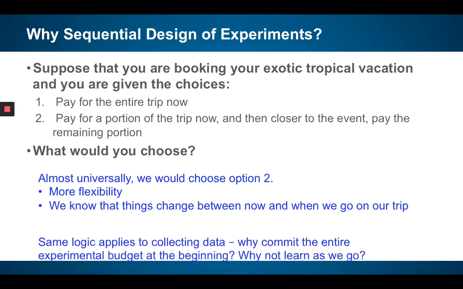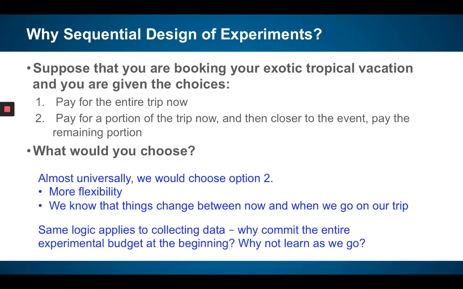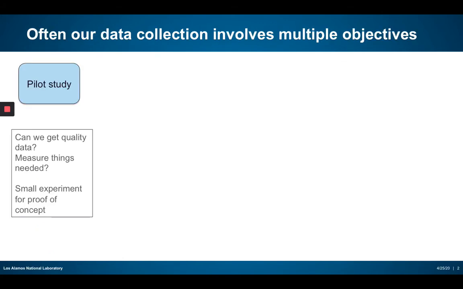And so the idea of sequential design of experiments is exactly the same. We want to collect data and spend our budget as we go, and as things change and as we're collecting data and we're learning things, we want to take advantage of that and adapt our strategy. So that's some of the motivation for why this is such a powerful approach.